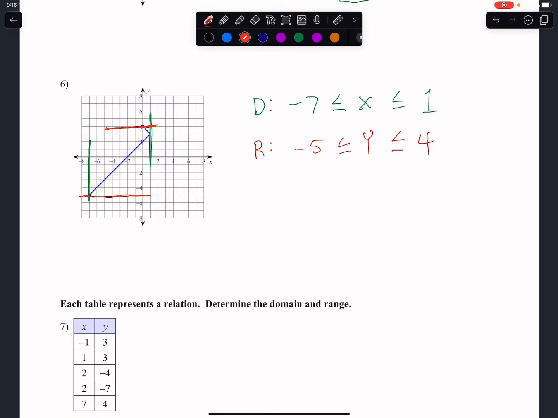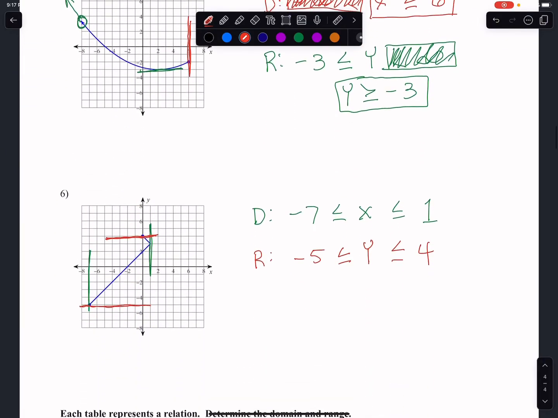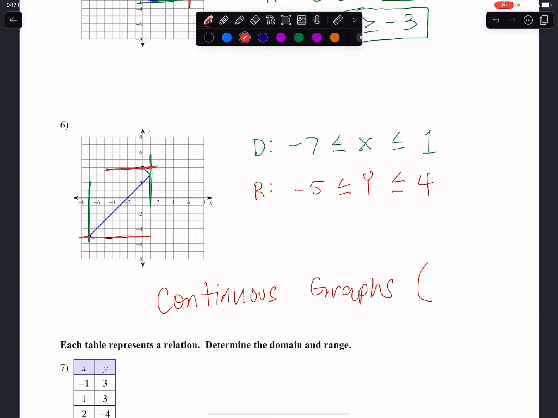Okay? Students have the most trouble going through these, so if you need to pause the video, rewind it, and go back and practice some more, do so. By the way, these are called continuous graphs. Continuous means that you can see pretty much a picture. Okay, now let's go ahead and slide into the next set of types of graphs.